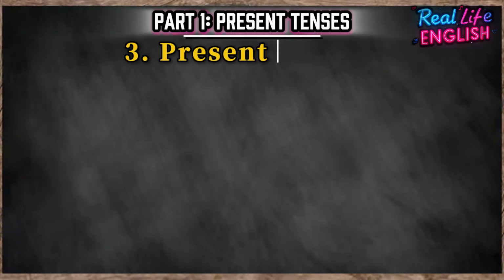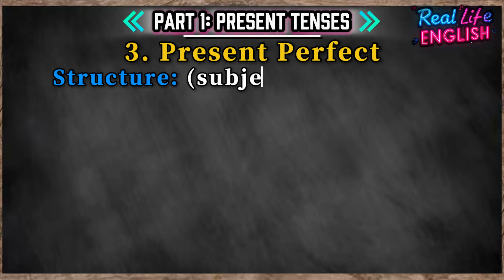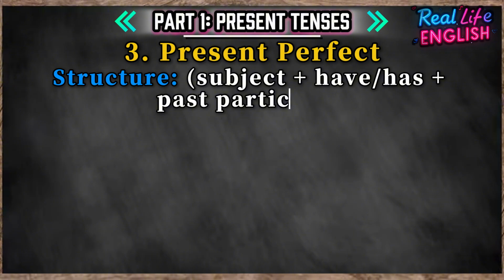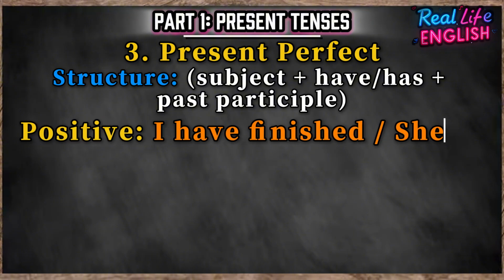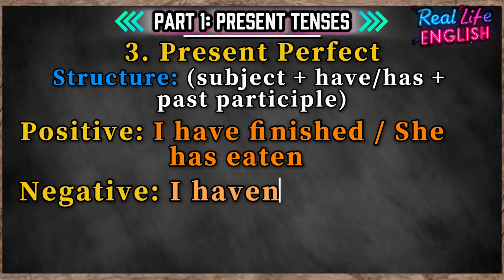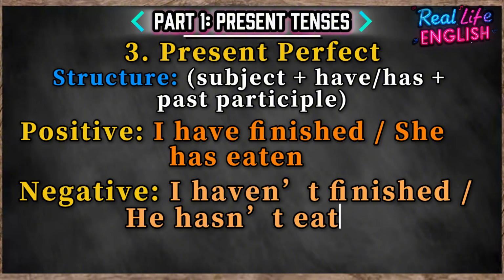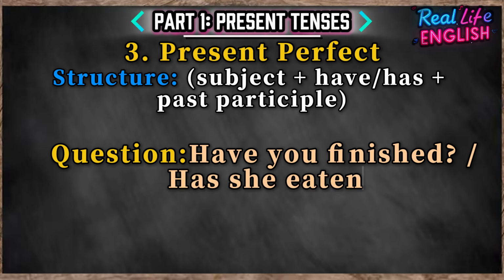3. Present perfect. Structure. Subject plus have, has, plus past participle. Positive. I have finished. She has eaten. Negative. I haven't finished. He hasn't eaten. Question. Have you finished? Has she eaten?